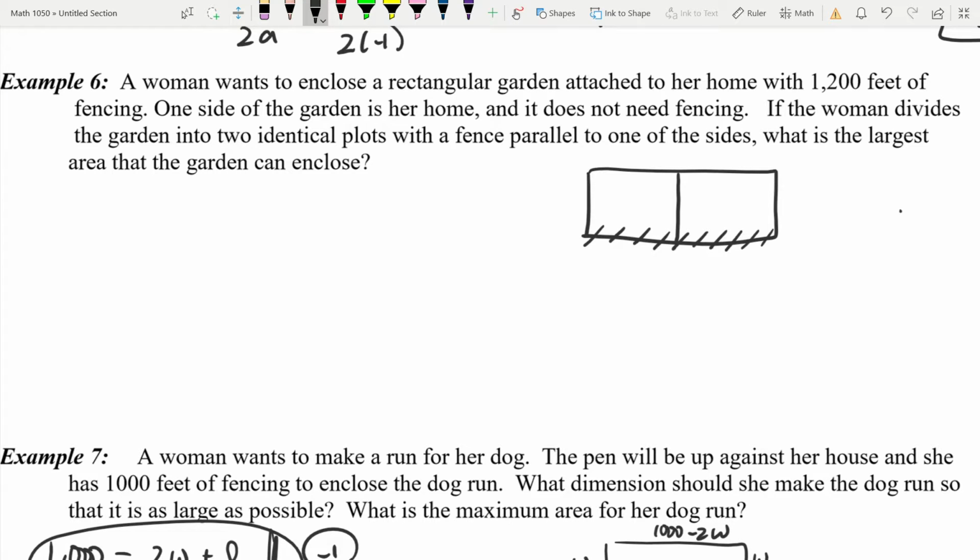Okay? So what do I have? I have a W, and I have a W, and I have an L. Is that all I have? I have what else? One more W, right? Okay, she has 1,200 feet of fencing.